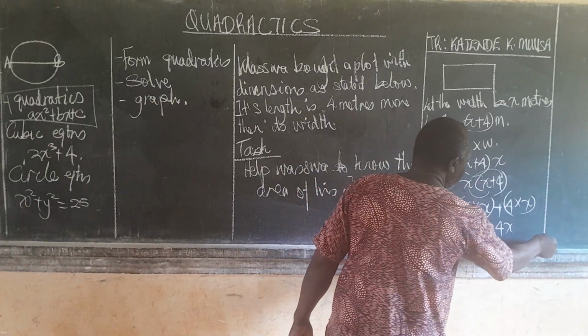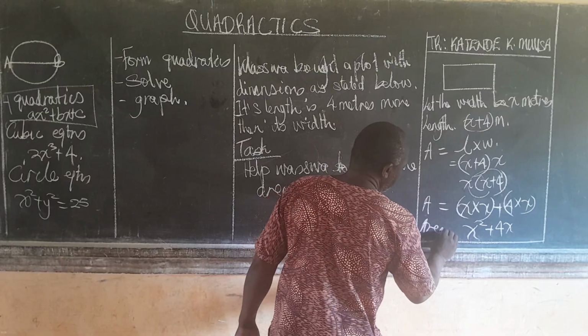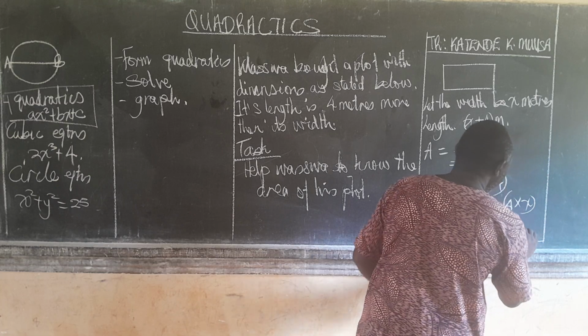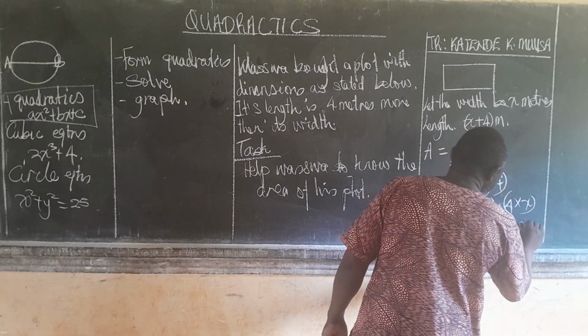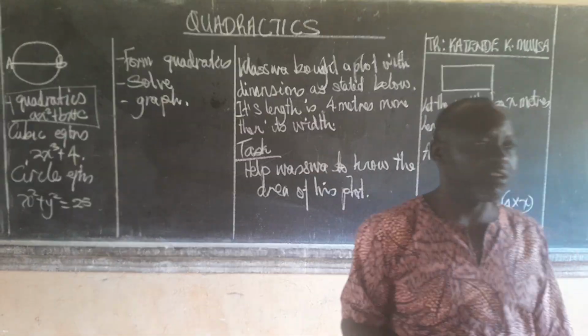Therefore, since we've been asked to look for the area of the plot, the area of the plot is going to be x squared plus 4x. We'll put this one in meters squared. That is how we form quadratic equations.